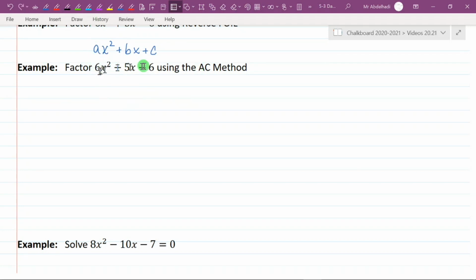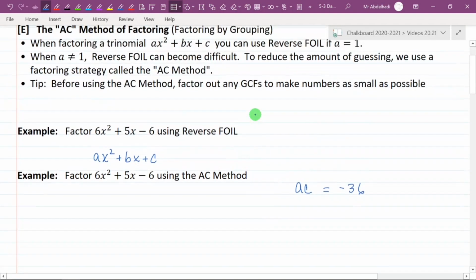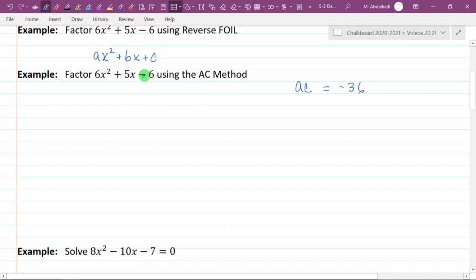We look at the fact that A is 6 and C is negative 6. And what we're going to do is multiply those two numbers. So that's why it's called the AC method. You're going to multiply A times C, and you get negative 36 because A is 6 and C is negative 6. Now, if you remember in reverse FOIL, you took the last number and you said what 2 factors of the last number will add to give you the middle number. Well, with the AC method, you're not using the last number, you're using A times C, but you're using it in the exact same way. Meaning, what 2 numbers multiply to give you AC, but add to give you the middle number here. So you need to find 2 numbers that multiply to give you negative 36, but add to give you positive 5. Okay? So it's very similar to reverse FOIL in the sense that you're doing the same strategy, but how you use those numbers is going to be different.